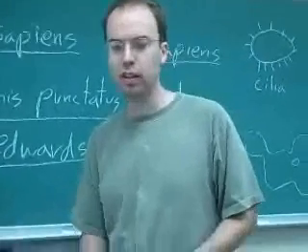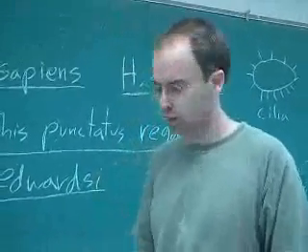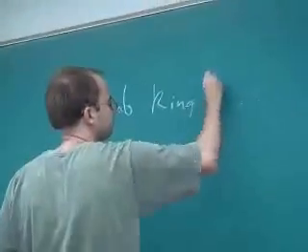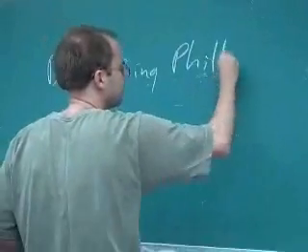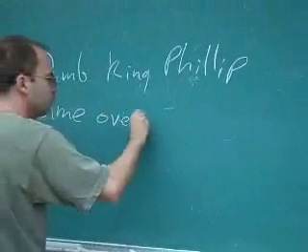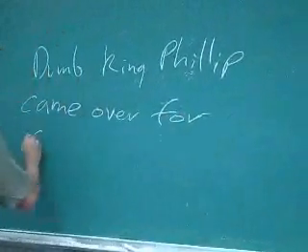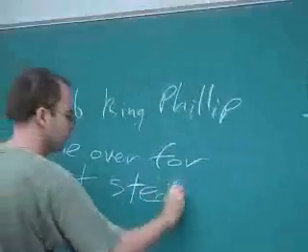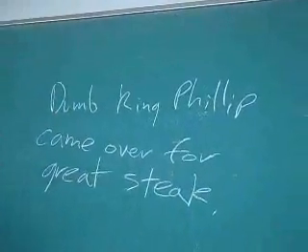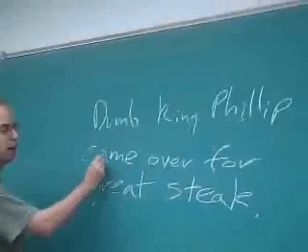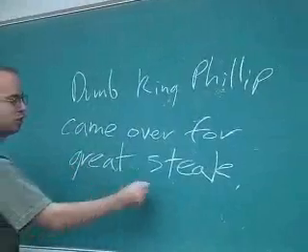And there's a simple phrase you can use to remember that, and that is: King Philip came over for great soup. It stands for domain, kingdom, phylum, class, order, family, genus, and species.